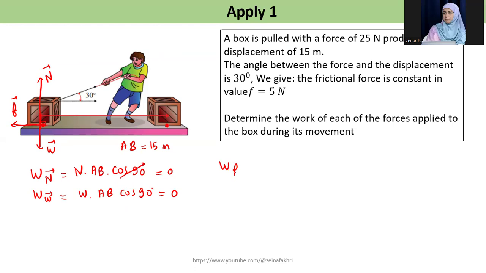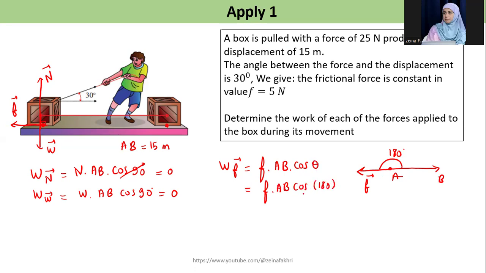Now, the work of the friction is equal to the friction multiplied by the displacement multiplied by cosine. Now the cosine here is of the angle between the friction and the displacement. We notice that the displacement is from A to B, while the friction is opposite to the motion, which means that the angle here is equal to 180 degrees. So we'll have the force times AB multiplied by cosine 180, which is equal to -1. Then we have the friction is 5, AB is equal to 15, and -1, which means it's -75 joules.